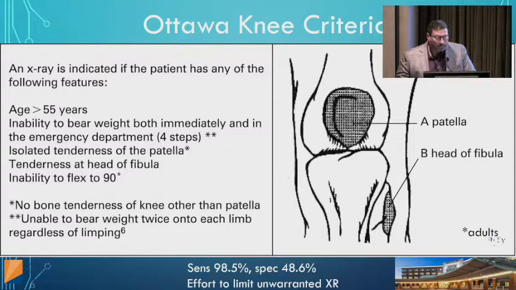There are different criteria for whether and when you should get an x-ray. In my opinion, basically, if there's any bony tenderness, you should get an x-ray. MRIs are very limited in the scope of fractures around the knee. So what do we look at when we look at x-rays?